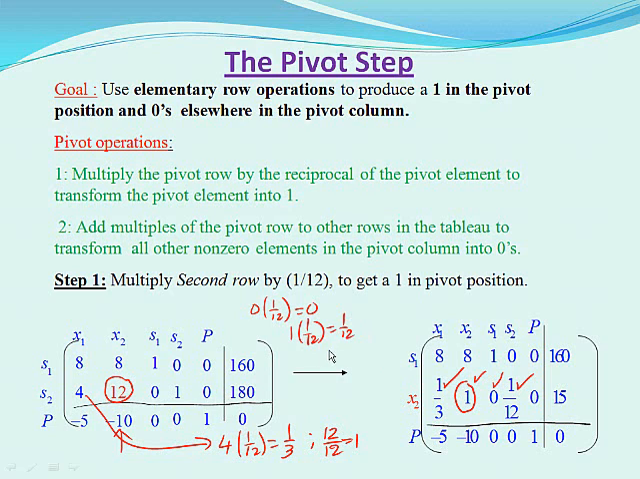Then the next entry calculation is 0 multiplied with 1 by 12, which will be equal to 0. And finally 180 is multiplied with 1 by 12, so that will produce 15. That is this 15 element here. We need to remember that every entry of the pivot row is to be multiplied with 1 by 12, getting the new row which is up here. The remaining rows are simply copied.